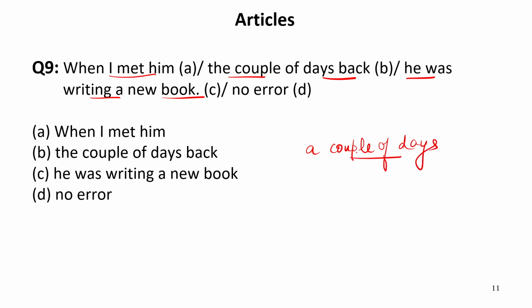A couple of days means 2 days before, or 2 days ago, or some days ago, or a few days ago. So "the" is incorrect. Instead, we should write "a". So this "the" should be replaced with "a". The correct sentence will be: when I met him a couple of days back, he was writing a new book. So the error is in part B. Therefore, our answer is B.